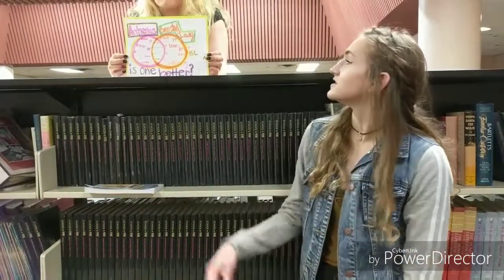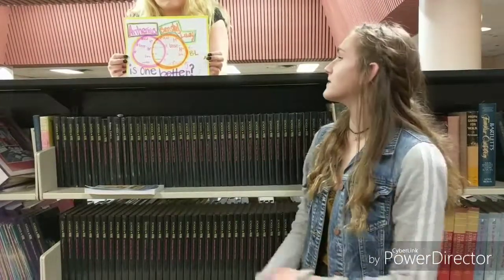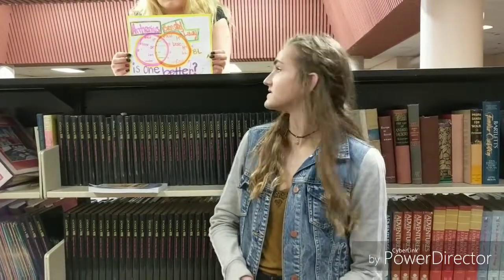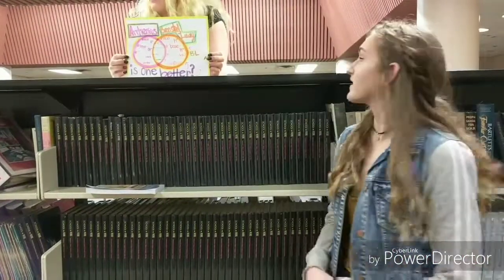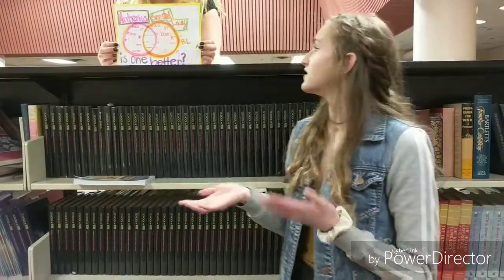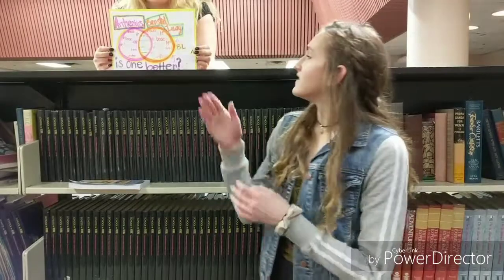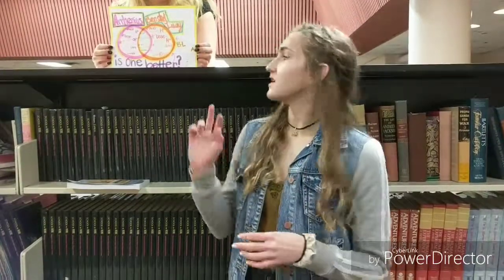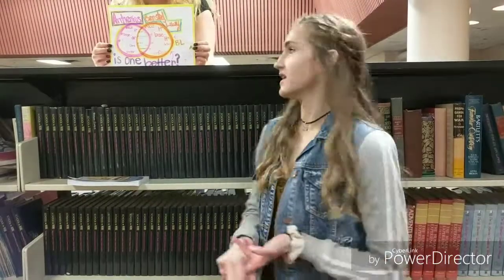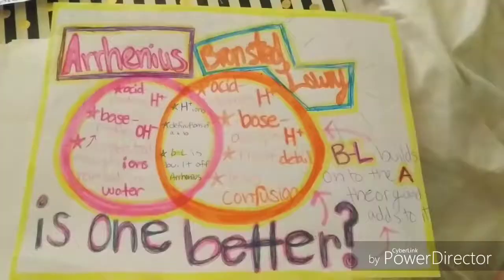In acids and bases, there are two main definitions of how you would describe them. There's the Arrhenius theory and the Bronsted-Lowry theory. In the Arrhenius theory, acids produce H+ ions and bases produce OH. And in Bronsted-Lowry, acids donate H+, and bases accept H+. And there's also the question, is one better? Which theory is more reliable? The Bronsted-Lowry theory builds onto the Arrhenius definition, and so it adds more detail and less confusion in acids and bases.